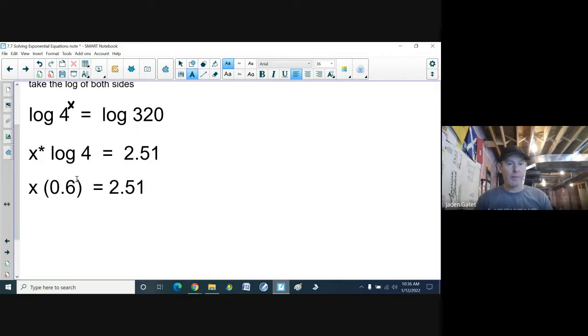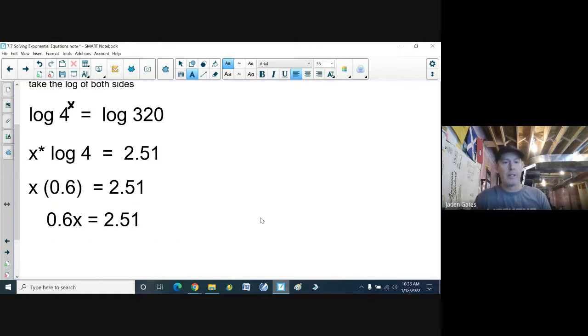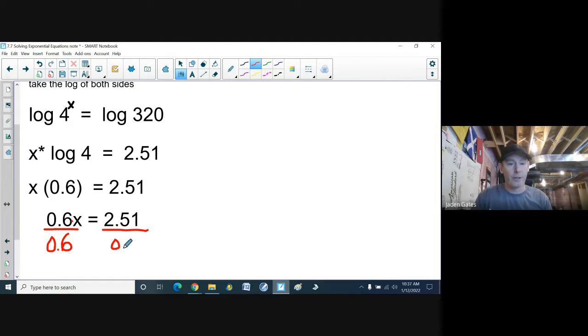I got x times 0.6, or if you want, I could write 0.6 times x. It's the same thing. We always generally put the number first. But I want to get x by itself because that's what I'm trying to do here. So the only way I can do it is to divide this 0.6 off. And what I do to one side, I'm going to do to the other.